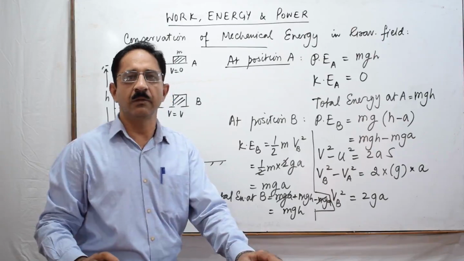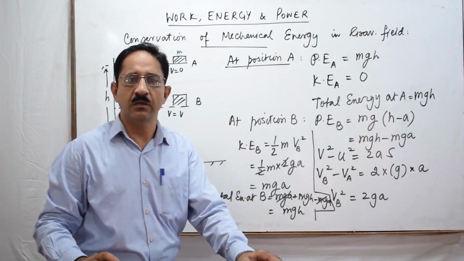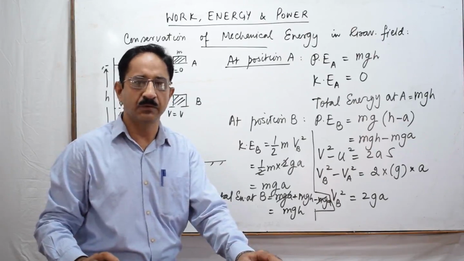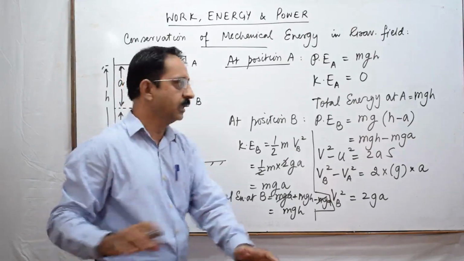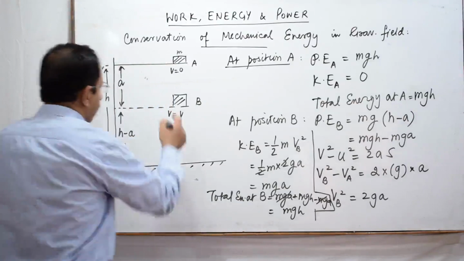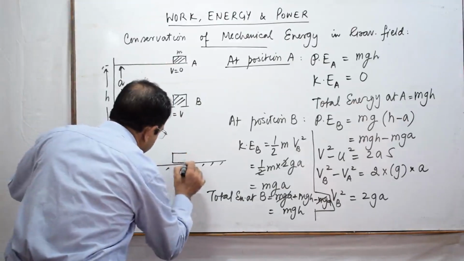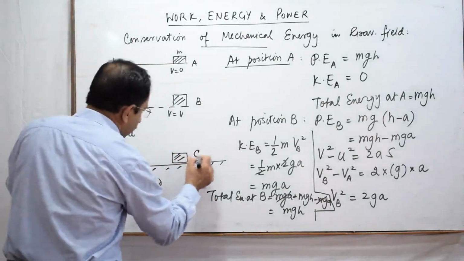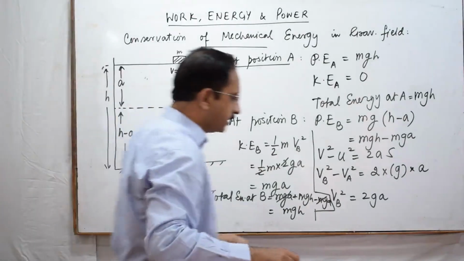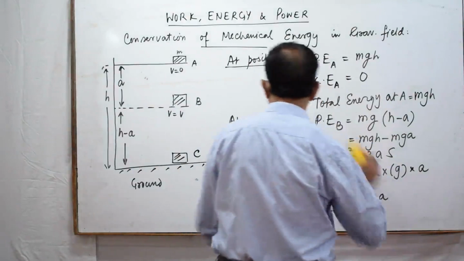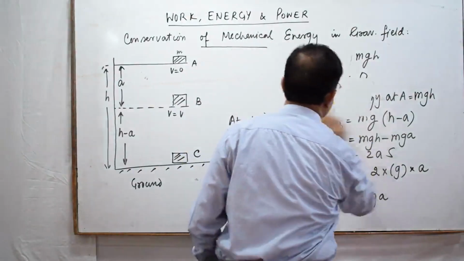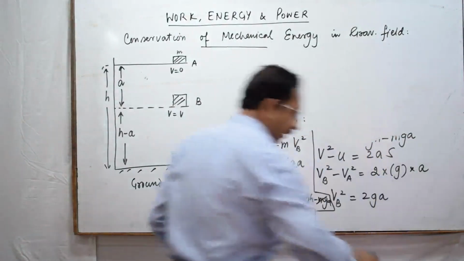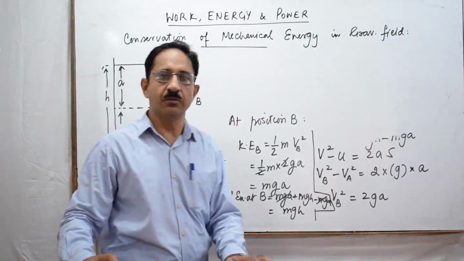This is what we will call the conservation of mechanical energy in presence of gravitational force. We go to yet another case. Let's say now this object is about to hit the ground. So at the position just about to hit the ground, which I call position C, let's find out again the potential energy and the kinetic energy at position C and see whether our result remains true or not.